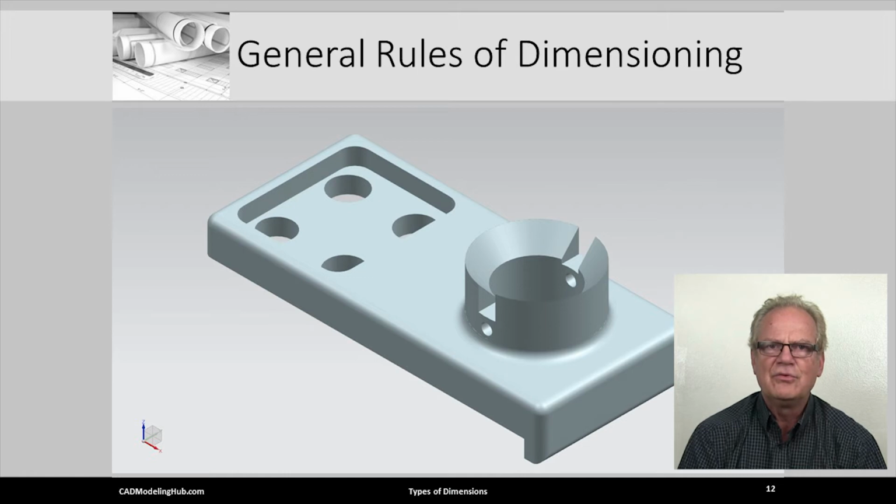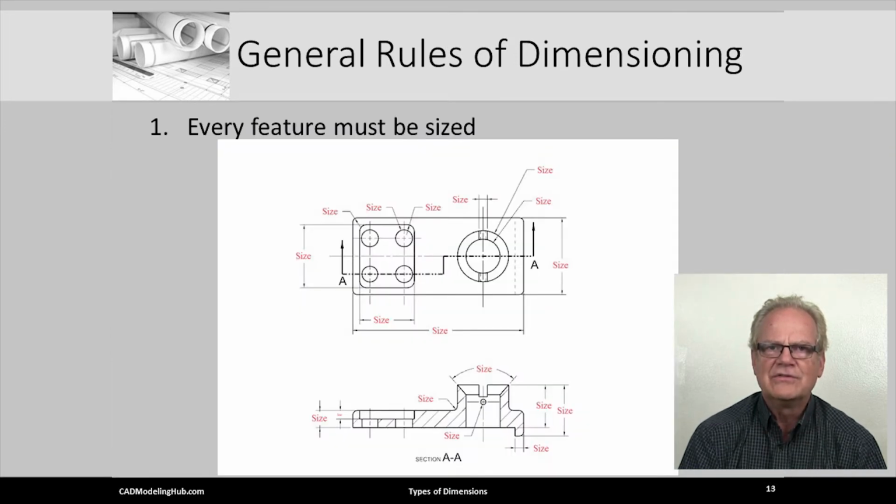Today, this is done through the use of dimensions that are placed on the model, called Product Manufacturing Information, or PMI for short, or drafted dimensions that are placed on a paper drawing. PMI will be covered in detail in a future lecture. Here I will focus on the general rules for placing dimensions on a paper drawing. Rule number 1, every feature must be sized.